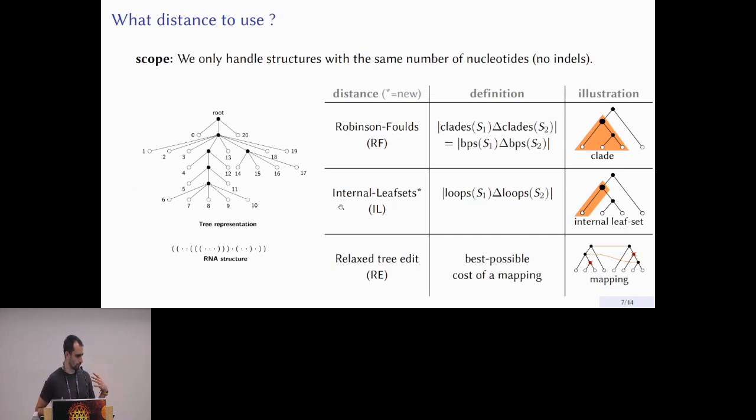As I will explain, for reasons of resolution of the ancestor that we reconstruct, we will also introduce what we call the internal leaf set distance, in which we compare the sets of internal leaf sets. So an internal leaf set is for each node the set of leaves that are directly attached to it. And in terms of RNA structures, they are related to the loops. So the loops are the regions in between the base pairs, bordered by the base pairs, and they are often considered as the basic structural elements, for instance, in terms of energy of the RNA structures.